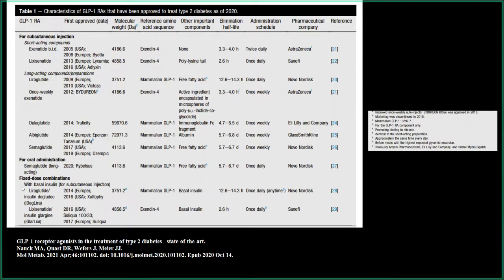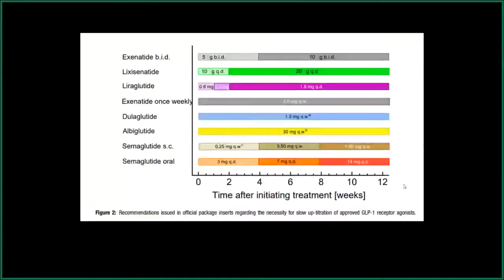And then, of course, you have the combinations, such as liraglutide with degludec, which is a fixed-dose combination to be used along with insulin. And this is the lixisenatide and insulin combination. So we have these different agents, but basically they're all GLP-1 analogs that are used for control of diabetes.